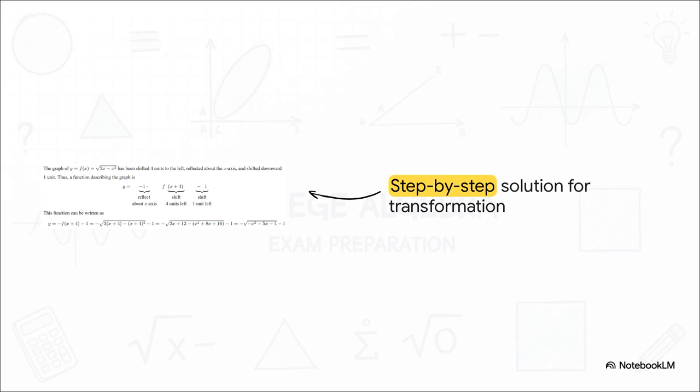Let's walk through the exact algebraic steps to solve this together. First up, we shift 4 units to the left. We do this by replacing every single x in the original equation with the quantity x plus 4.